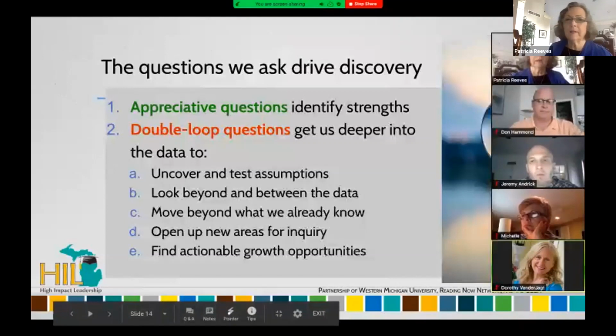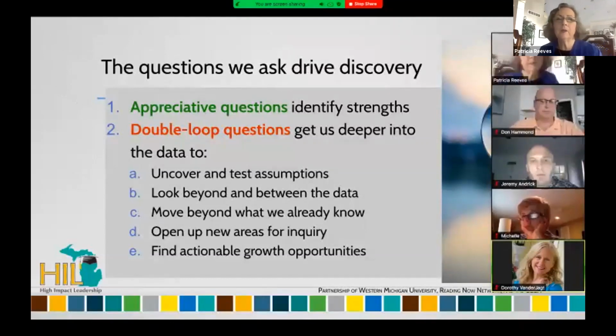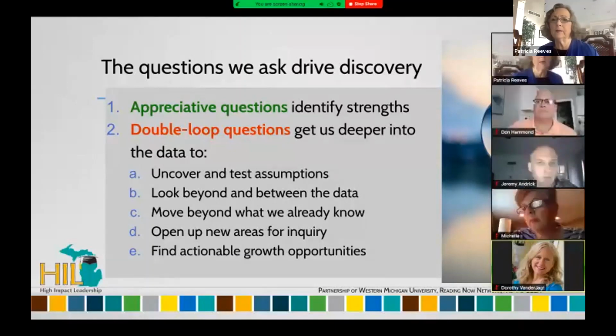So what kind of conversations are we going to try to have? We're going to try to have conversations that are both appreciative. And what we know is the appreciative part of our inquiry process is where we can lift up strengths that are evident or at least hinted at in the data in front of us. But then we also, in these data dialogues, ask questions that get us deeper into the data. And we're calling those double loop questions.